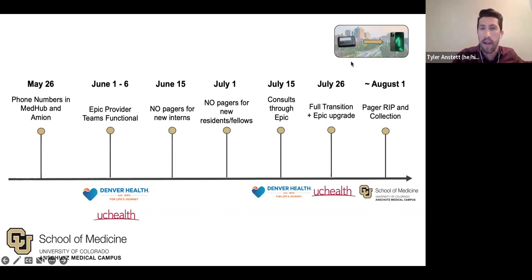On July 15th, Denver Health is moving towards changing their consult notifications to go through Epic as opposed to how they work now. And then finally, the biggest date in here is July 26th. That's where University Hospital is going to fully transition to having all alerts come through the Epic mobile device, moving away from pagers. There's going to be a dual pager alert and Epic mobile alert for about a week, so we can make sure that the system's working adequately.